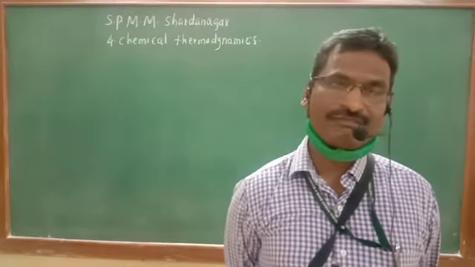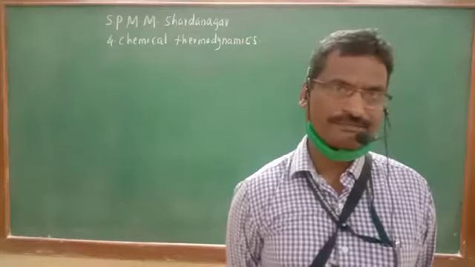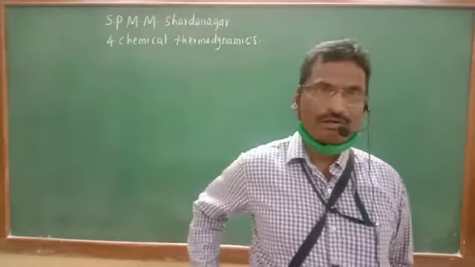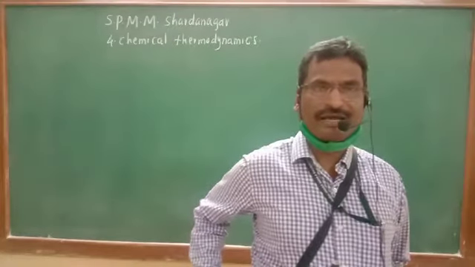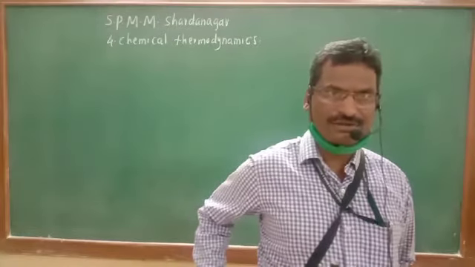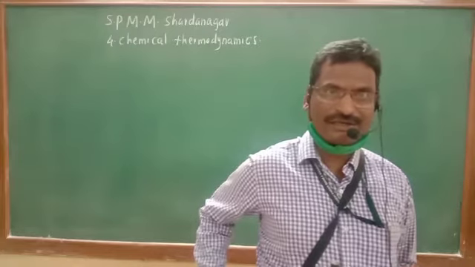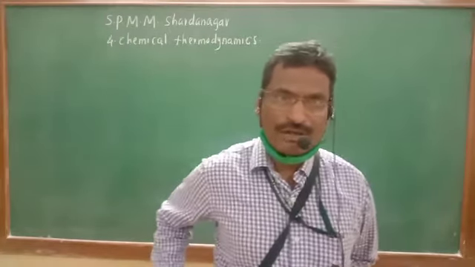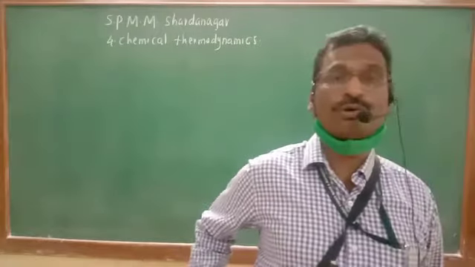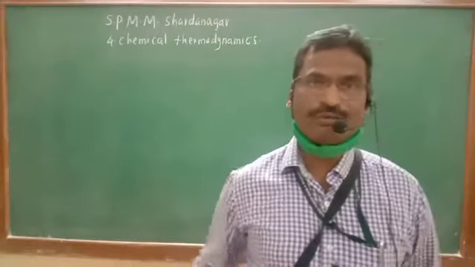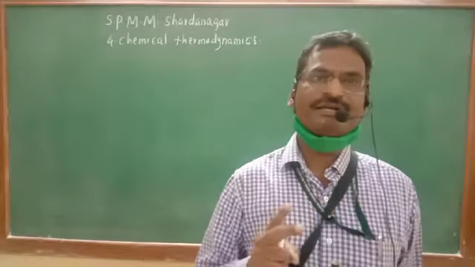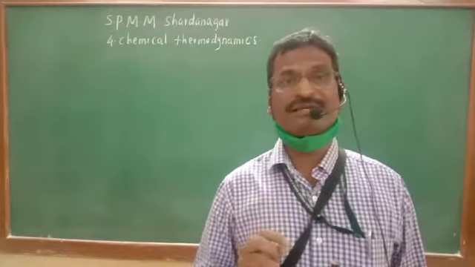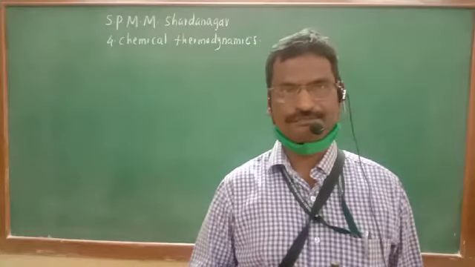There we have seen the example of formation of carbon dioxide by two different ways, and by both of those ways the enthalpy change is constant. Whether the formation of CO2 is taking place in one step or in two steps, every time the change in enthalpy is constant.